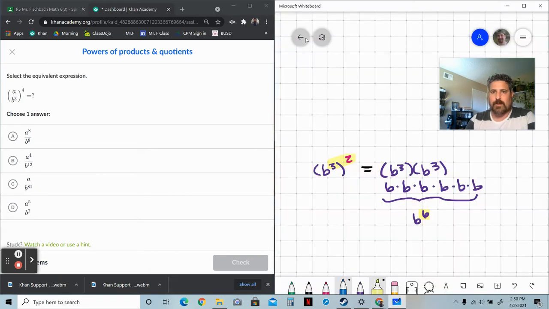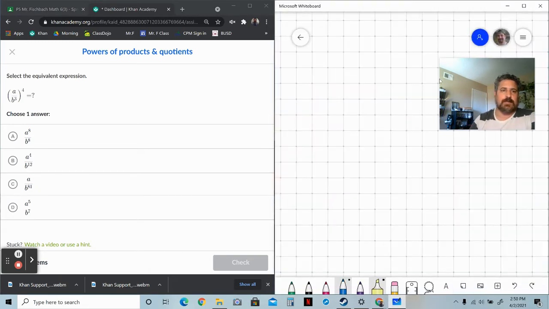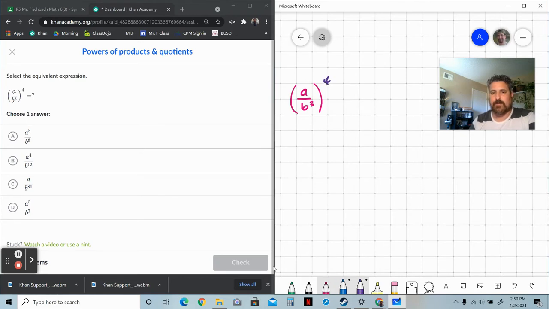Okay, cool. So the way I like to do these is just to make sure I know what the base is involved here. So the whole parentheses has been raised to the fourth power. So it's a over b to the third, and that whole thing is being raised to the fourth power. So what that means is that you really are talking about a to the fourth and b to the third to the fourth, right?